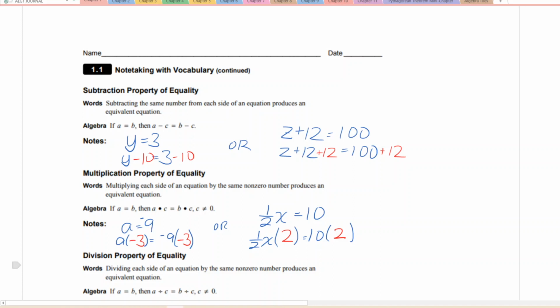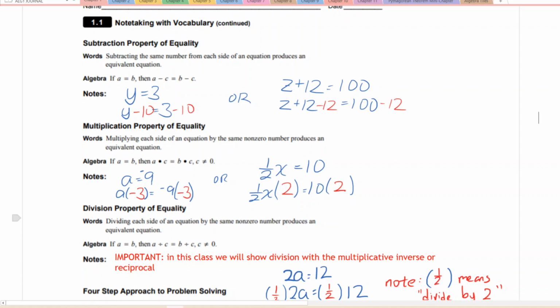If I have z plus 12 equals 100, I could say z plus 12 plus another 12 is equal to 100 plus 12, but I'm supposed to use subtraction. So maybe I should say z plus 12 minus 12 equals 100 minus 12.